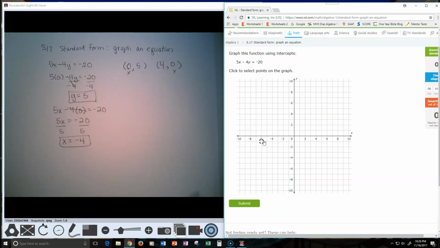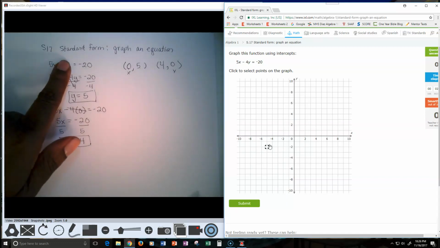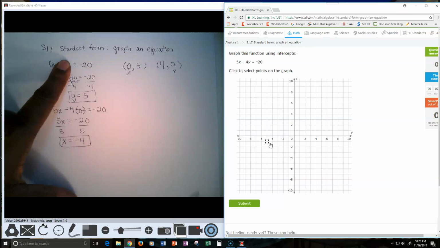Now, could you have done the cover-up method on this? Absolutely. So I could have said, oh, I want to know what my x-intercept is. So cover up, let me do it this way, cover up this way. 5x equals negative 20. I know I divide both sides by 5. And if I do that, I get negative 4.